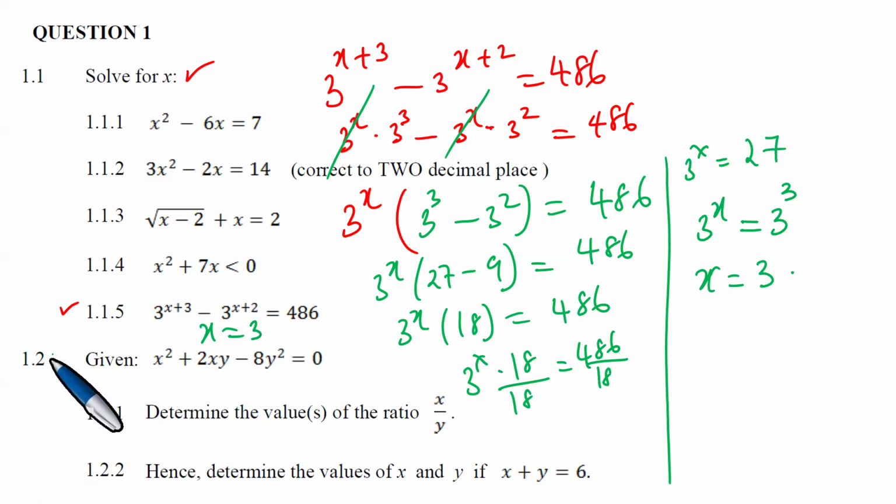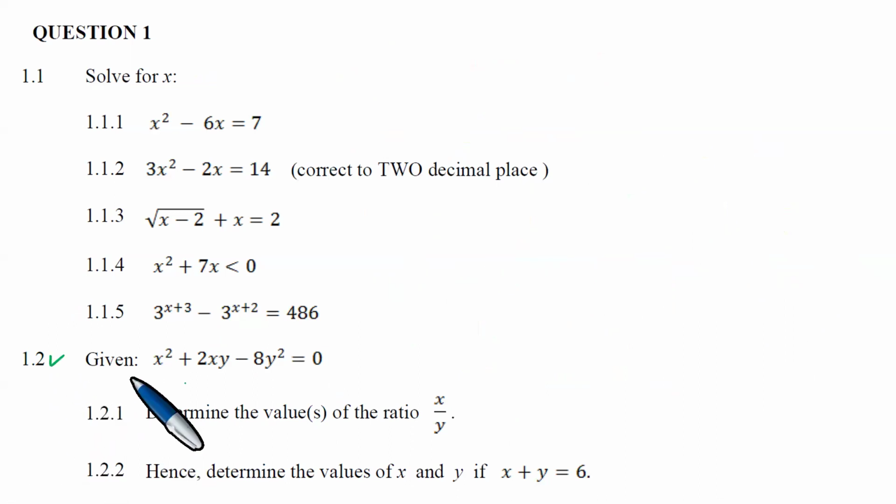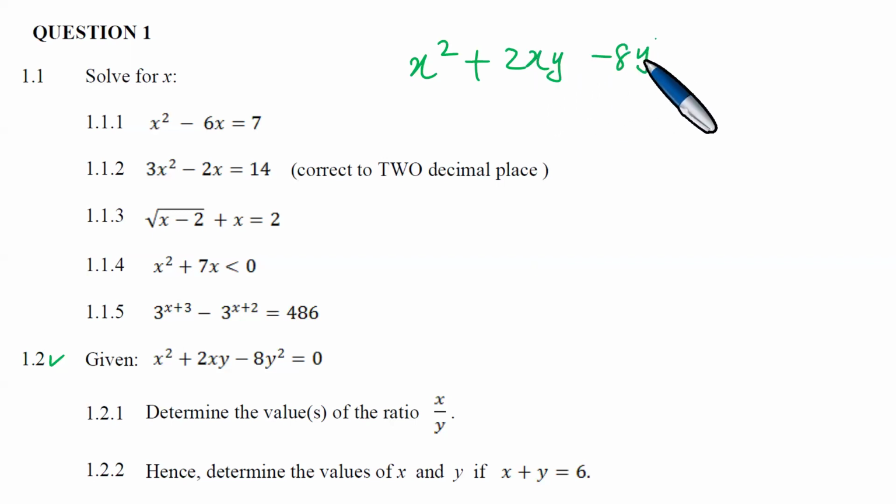The next thing is we're going to do 1.2 right now, given the following expression. Given these, determine the values of x over y. So we've been given x squared plus 2xy minus 8y squared, and the result is 0. What do we do now to solve for x here? We don't need to solve for x, but we need to determine the values of the ratio. We must find x over y.